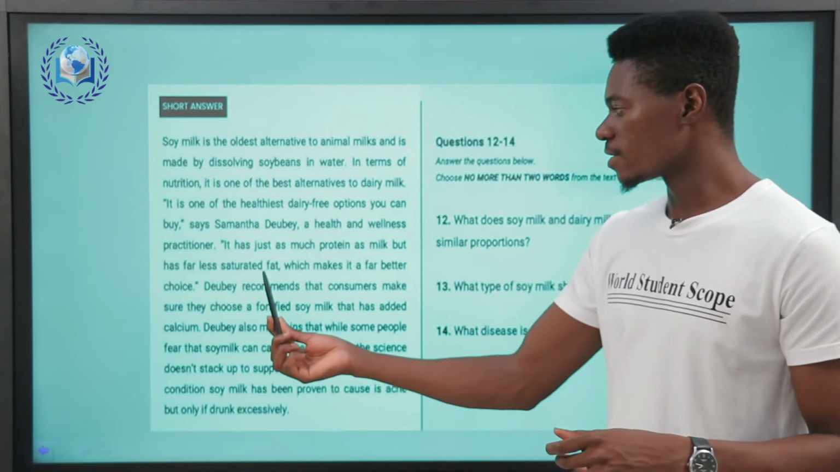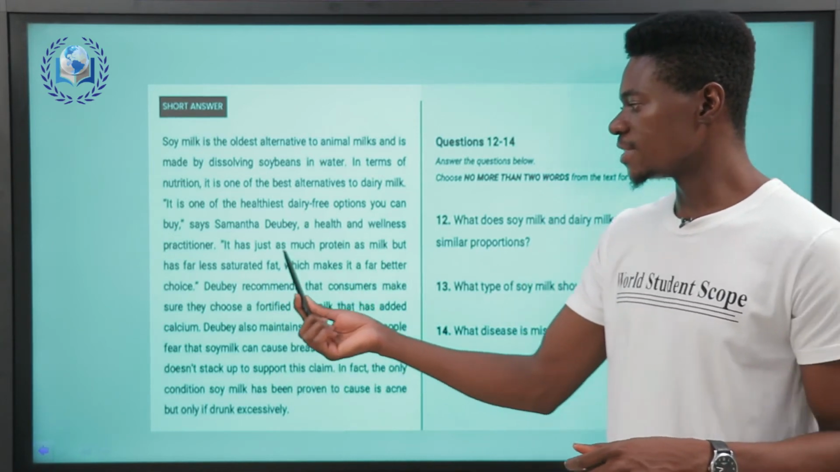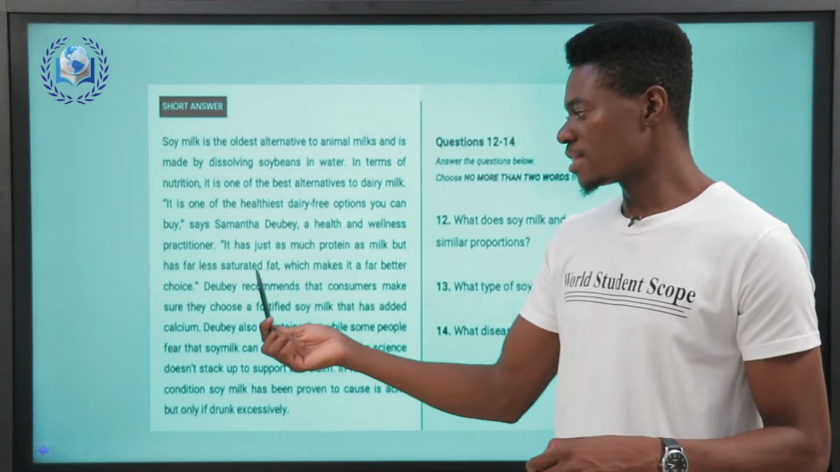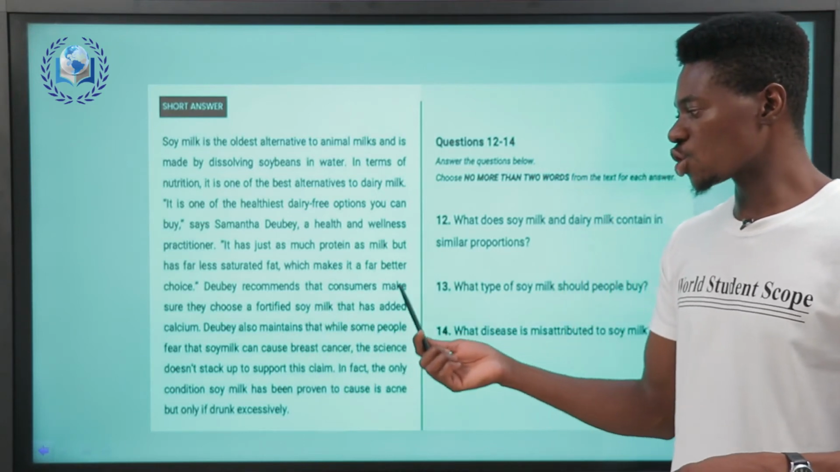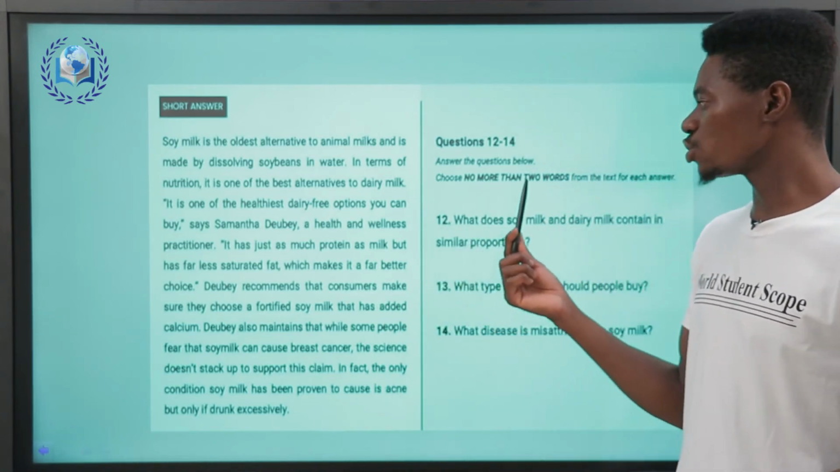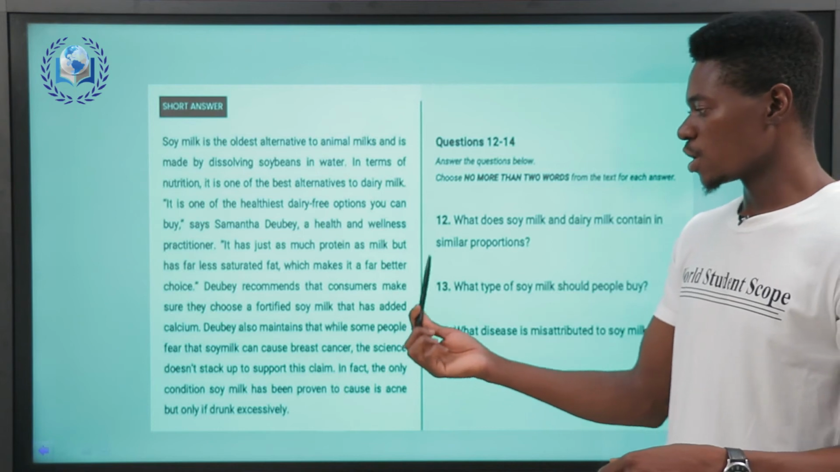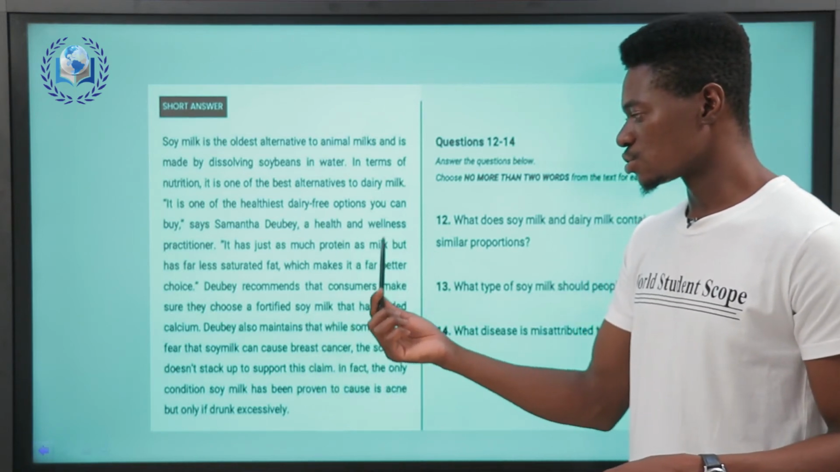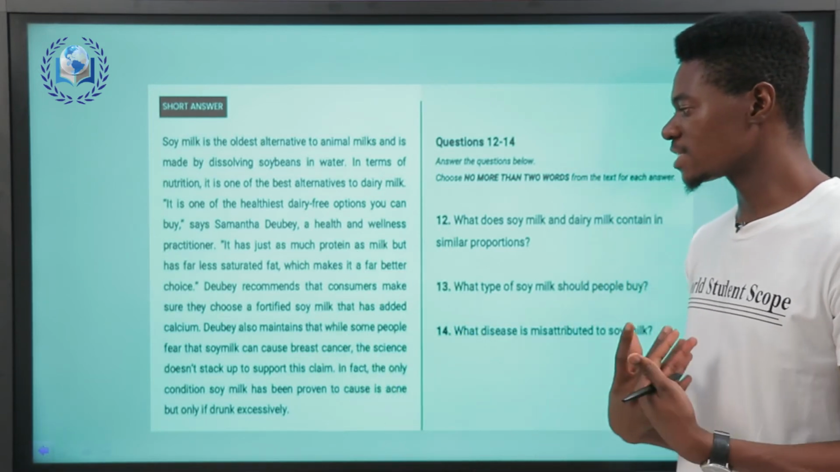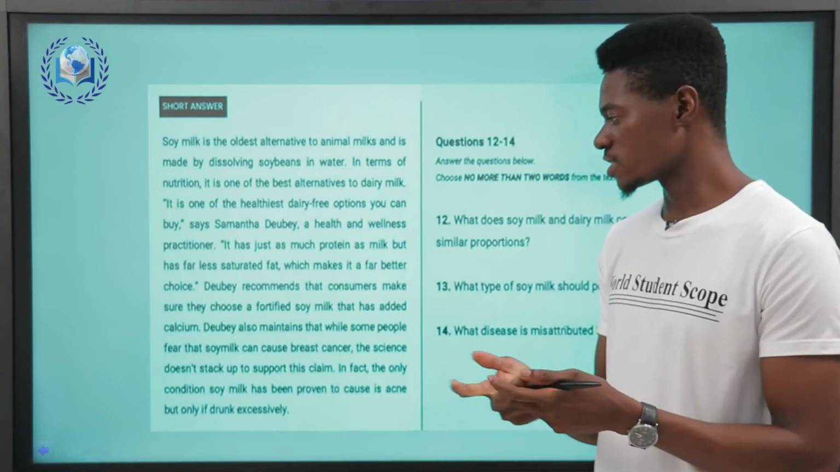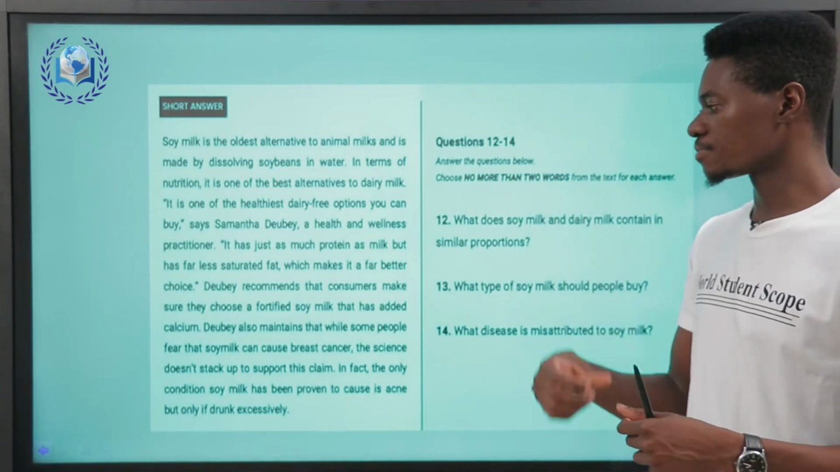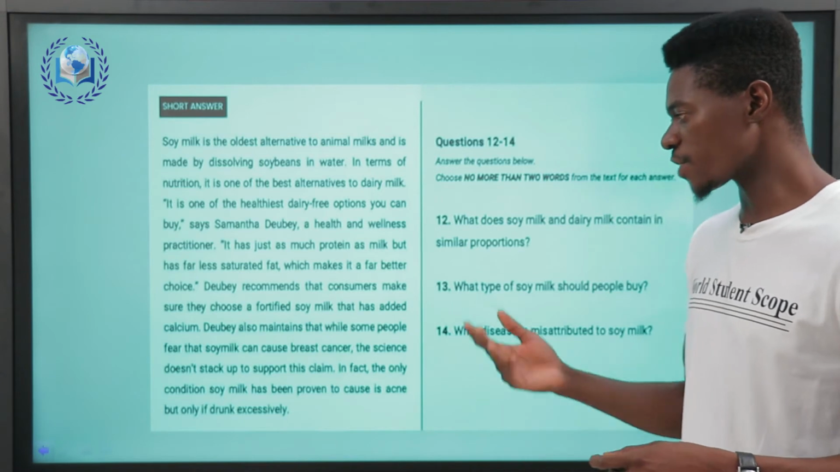We have read here, when they say Debray recommends that consumers make sure they choose fortified soy milk that has added calcium. And we have been told no more than 2 words. So it will be fortified soy milk. If you say fortified soy milk, it means these are 3 words: 1, 2, 3. But no more than 2 words. So you may choose here fortified milk.